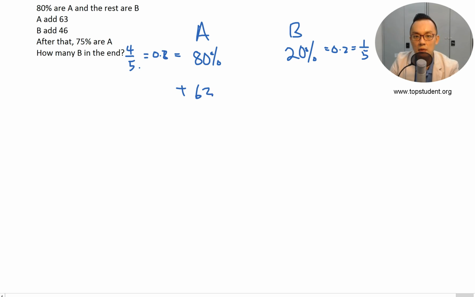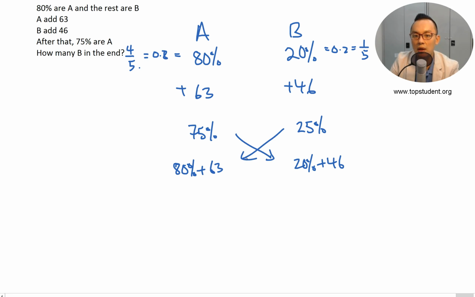So A at 63, B at 46. After that, 75% are A, 25% are B. So again, same thing, 80% plus 63, 20% plus 46. Do a cross multiply, and you know the routine. So this is an equal sign. That's the important one. Okay, solve this and show it to me in class.